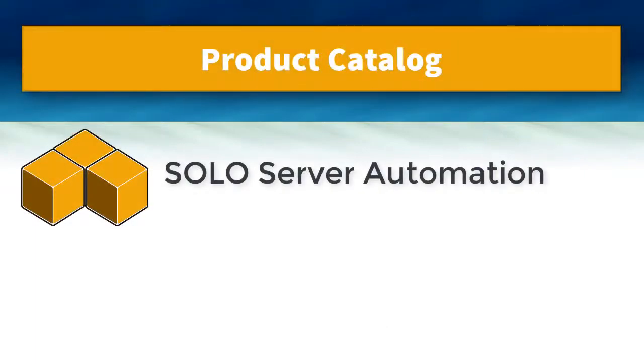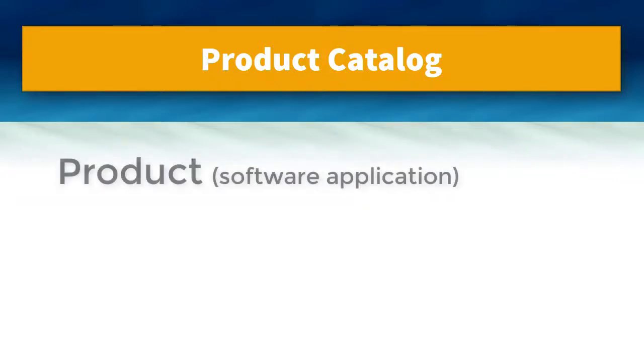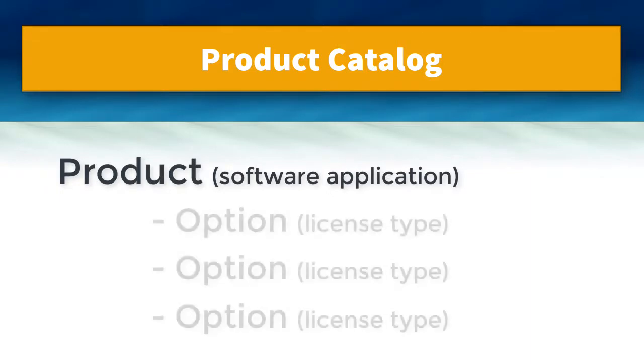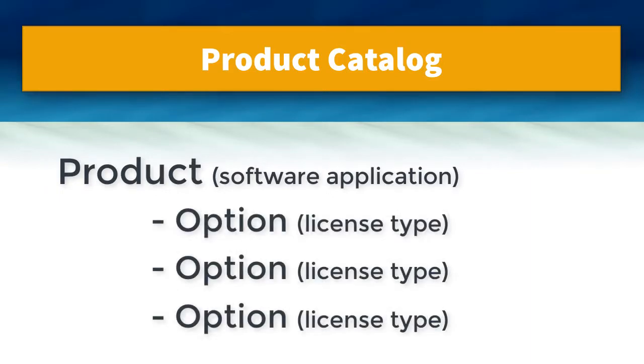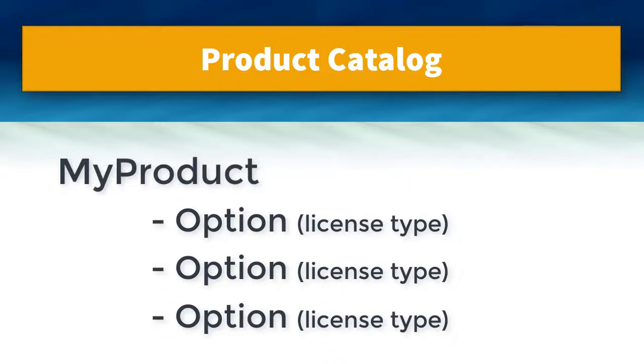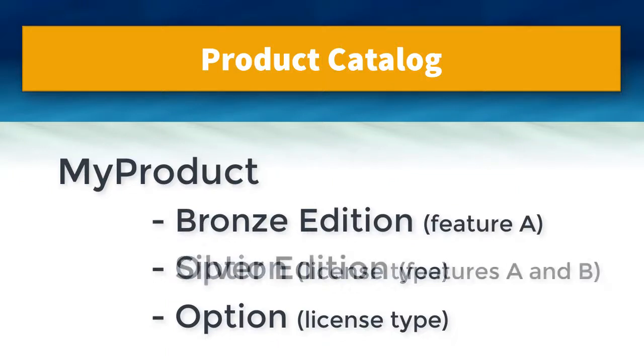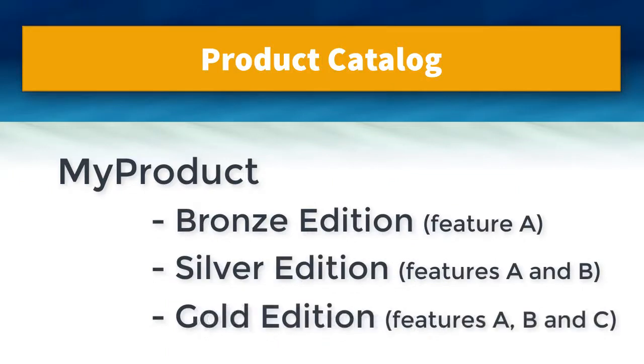Solo Server Automation has a flexible way of defining a catalog of products for your suite of software applications using a two-level hierarchy. The top level is the product, and one or more options can be linked below it to define variations of the product, such as different license types. For a product named My Product, you can have options below this to license three levels of your software, such as Bronze, Silver, and Gold editions, with increasing functionality in each.